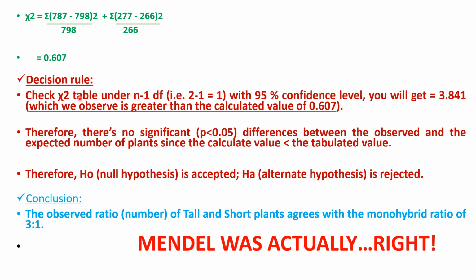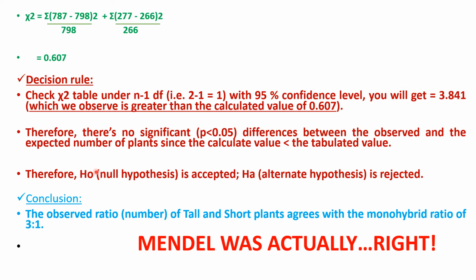Now the decision rule is to check the chi-square table under n-1 degrees of freedom with 95% confidence level, and what we will get there is 3.841. 3.841 you observe is greater than 0.607. The implication is that there is no significant difference between the observed and the expected number. Why? Because this value is less than this value. The calculated value is less than the tabulated value.